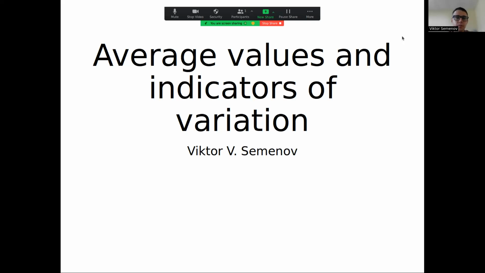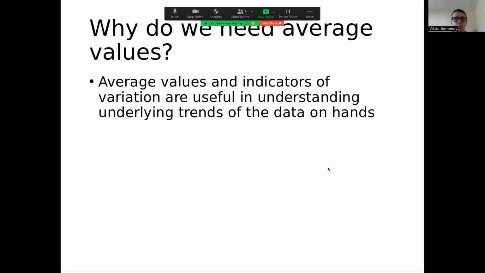Hello, everyone. Today we're going to talk about average values and indicators of variation. So first of all, why do we need the average values and these indicators of variation? These parameters are useful in understanding the underlying trends of the data that we have on hand.